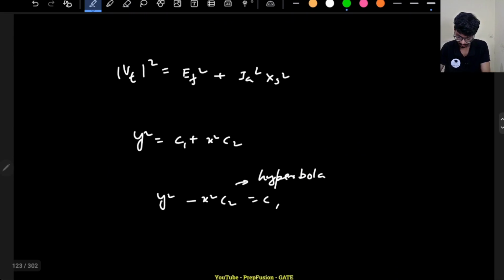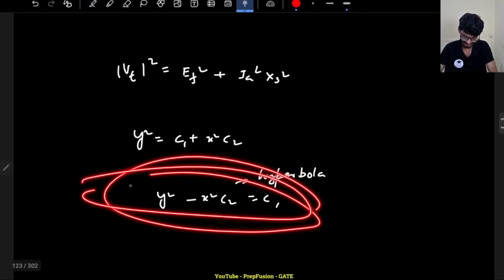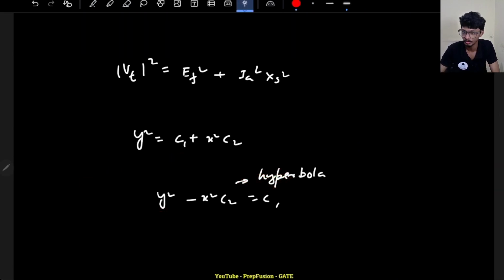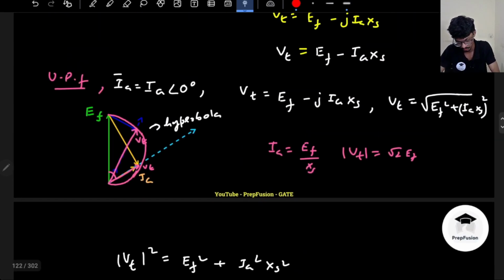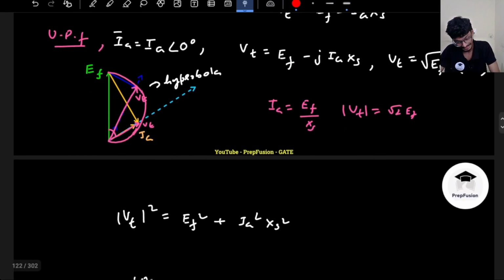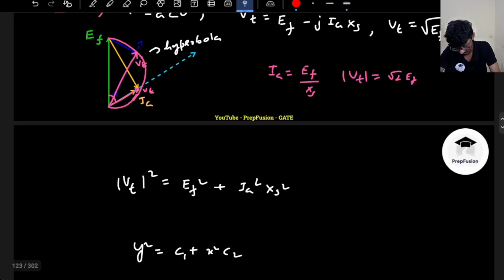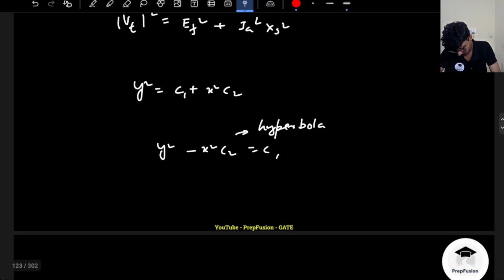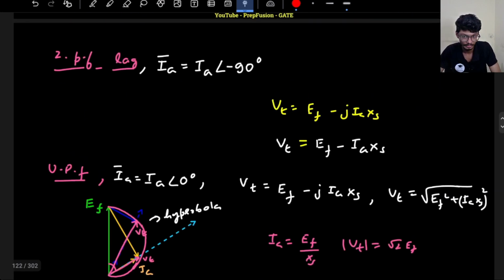No one will explain you this, trust me, no one. Everyone will say circle. I also thought so, because in the book it is written circle, but maybe I'm doing something wrong. You guys can check this. According to me, it should be a hyperbola only. You can let me know, but according to me, it should be a hyperbola. So you will get a hyperbola for a unity power factor.